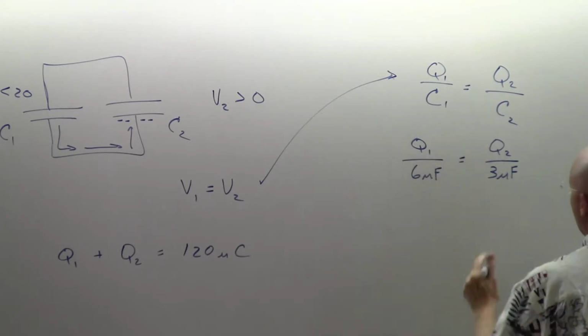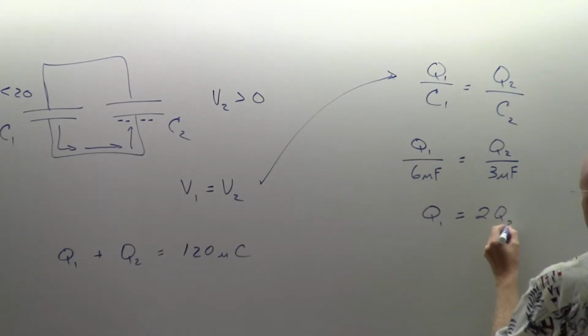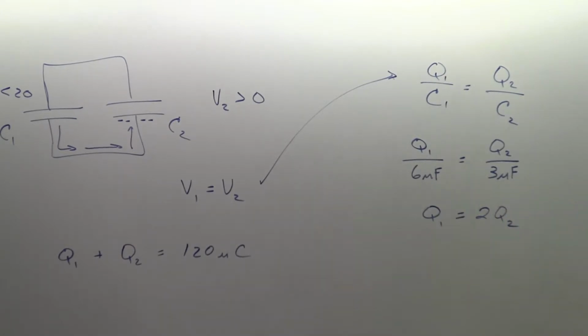If I bring that over to here, charge number 1 then becomes twice charge number 2. And so that's the ratio of the charges. They don't spread out evenly. I don't expect them to spread out evenly. I expect them to spread out with equal voltages. And equal voltages means I've got a 2-to-1 ratio.